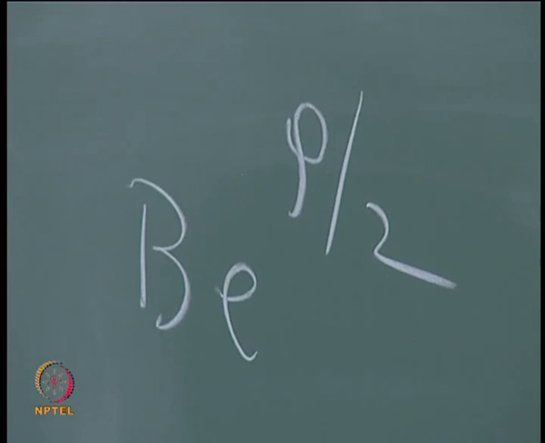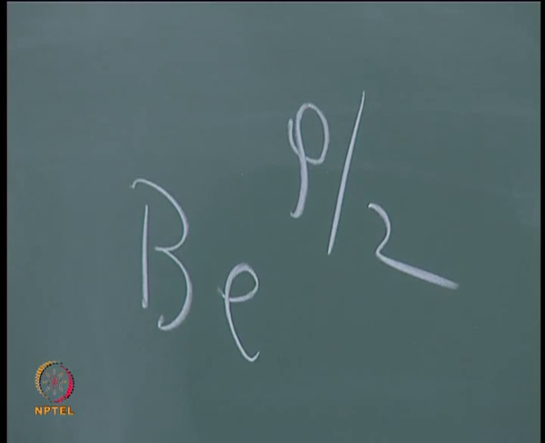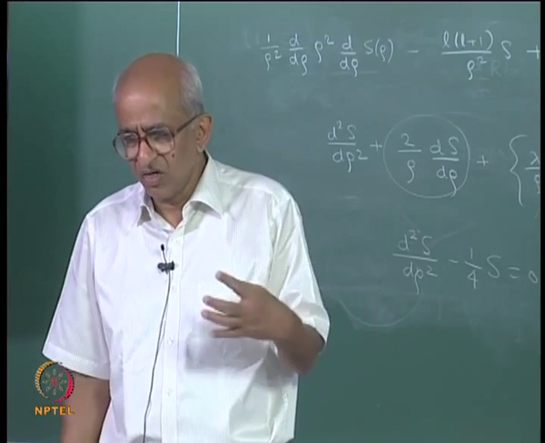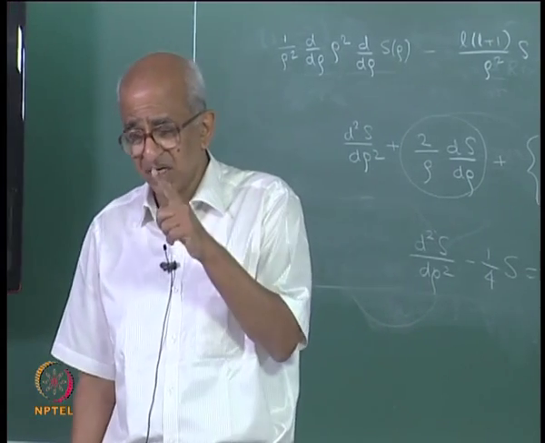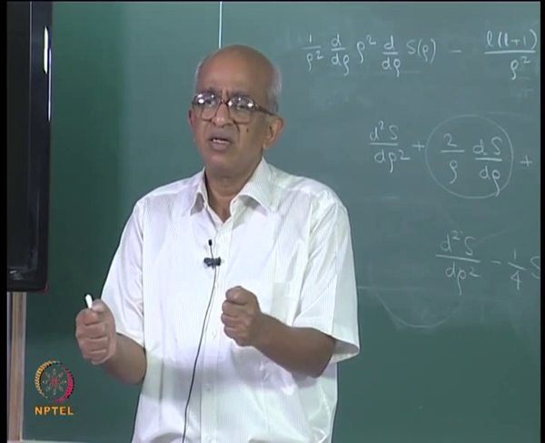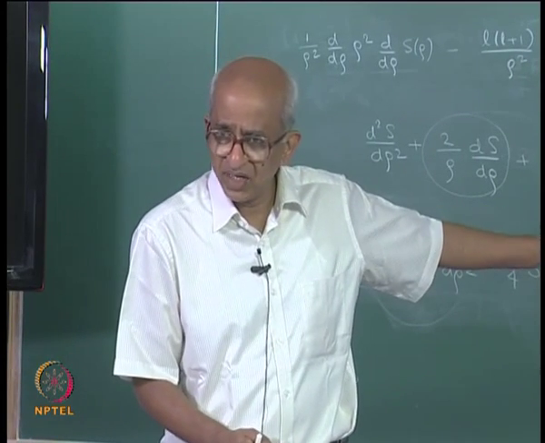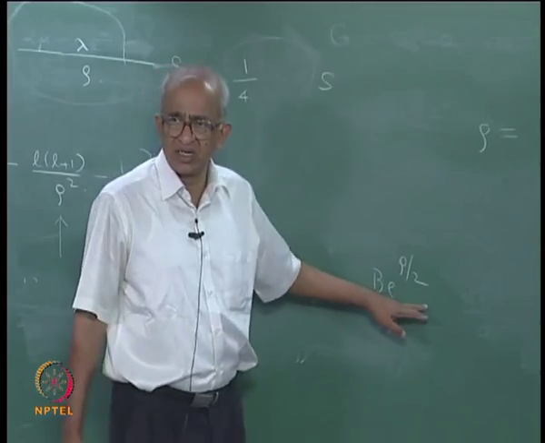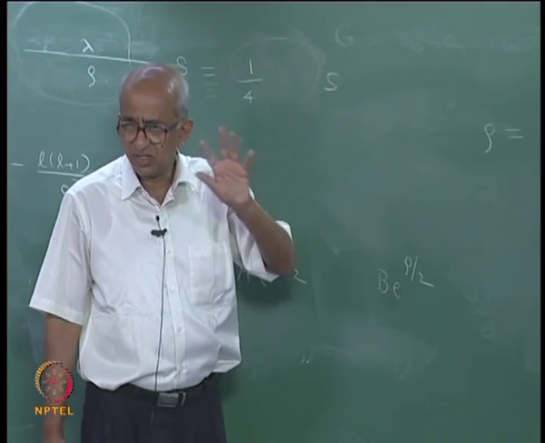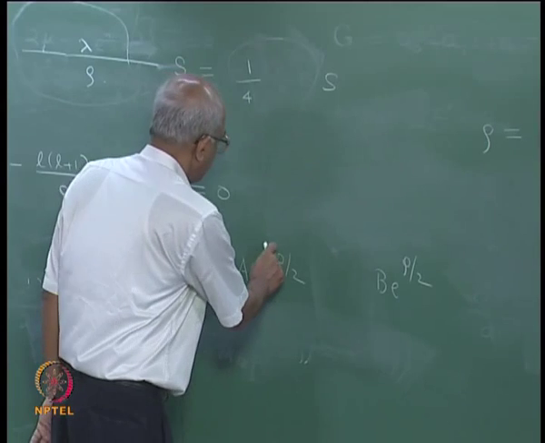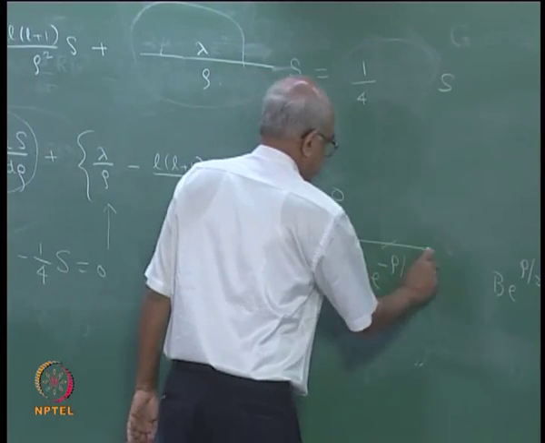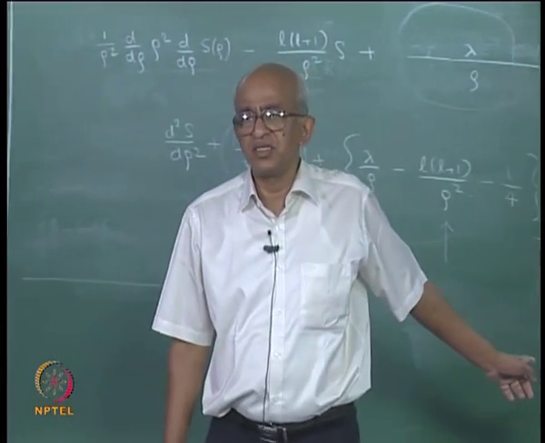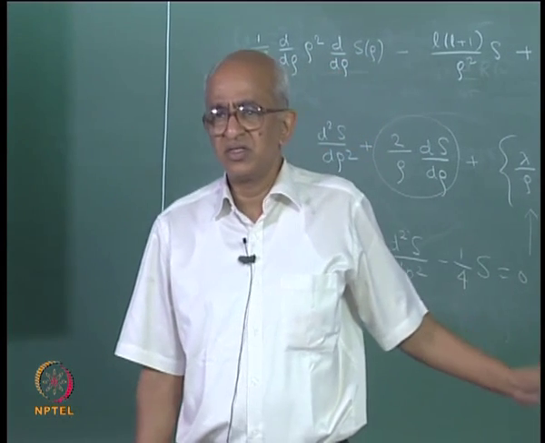And then immediately what will you say? The second solution, which is e to the power of plus rho by 2, cannot be acceptable, because when the value of r becomes very large, r is my distance of the electron from the nucleus, naturally rho will become very large, and if rho becomes very large, the second solution will become very large. It will go to infinity, and so it will not give me an acceptable solution. So, therefore, the only possibility is to have this as the solution. So, I have found the asymptotic solution.